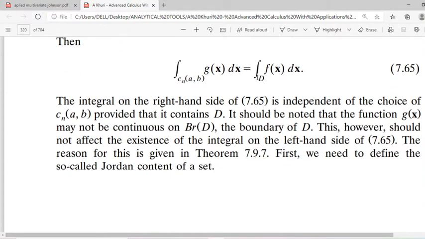You know that here there is no Cn of a comma b. So this right side integration is independent of the selection of Cn of a comma b.